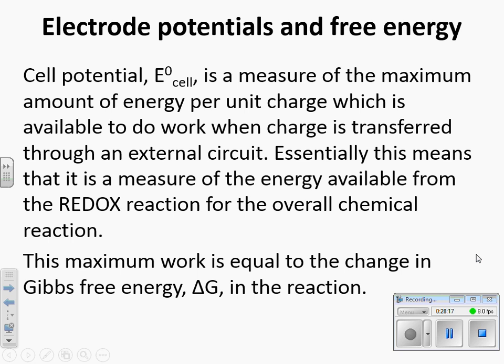And what it really means, the overview of that, is that it's a measure of the energy that you actually have available when you have this redox system set up. So you've got an overall redox reaction for a cell that's made of two half cells, and you know how much energy is available.